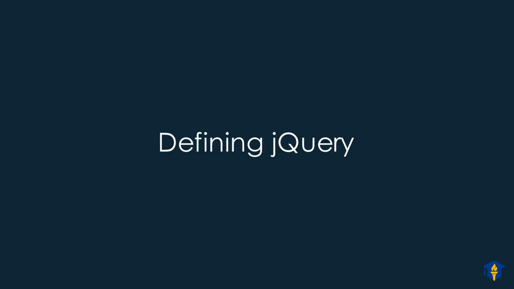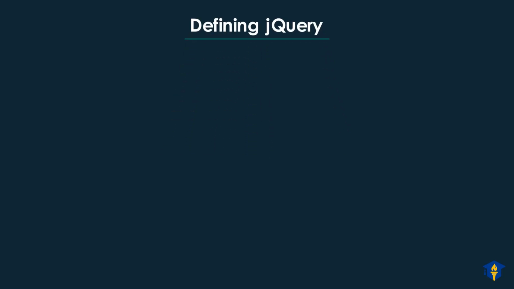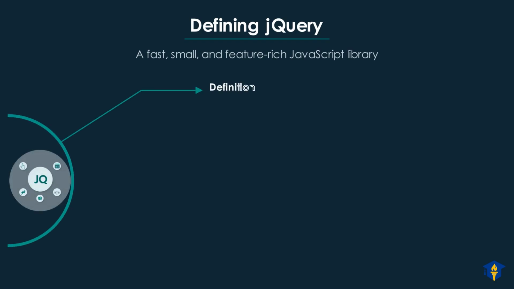Today, we are going to define jQuery, an essential JavaScript library that has significantly impacted web development. jQuery is known as a fast, small, and feature-rich JavaScript library designed to simplify client-side scripting. First, let us dive into the core definition of what jQuery truly represents in the world of web development. It is a fast, small, and feature-rich library, making it an efficient choice for many web projects.